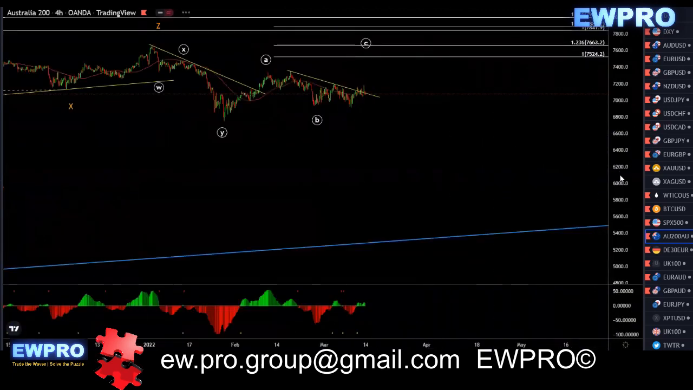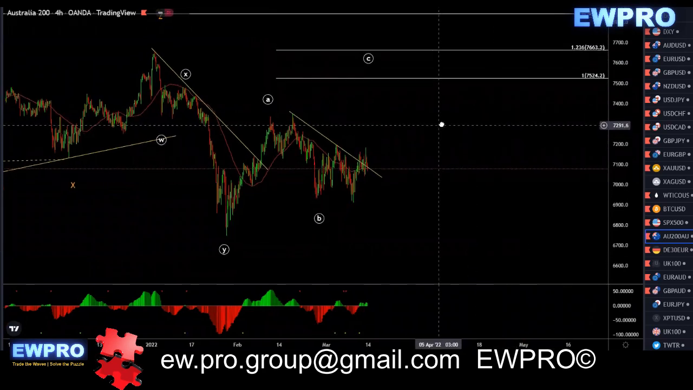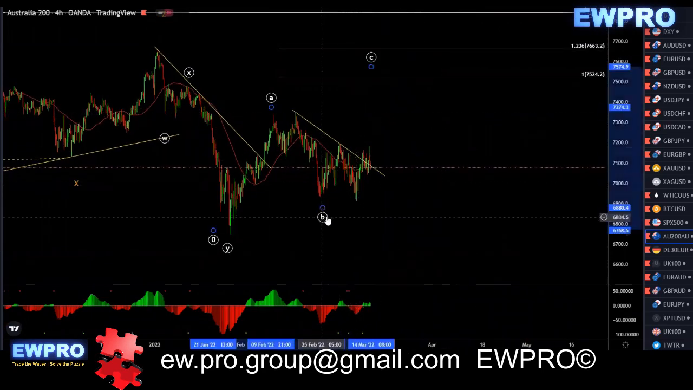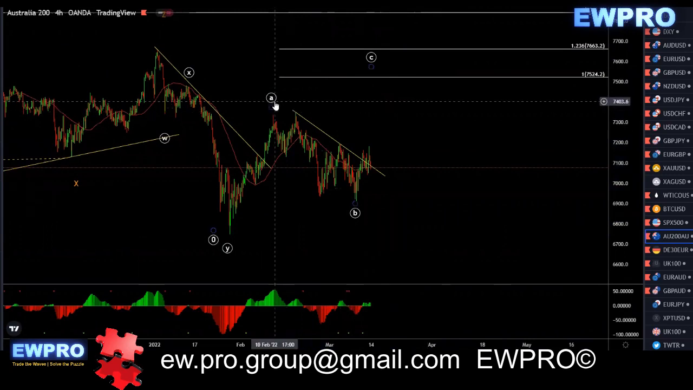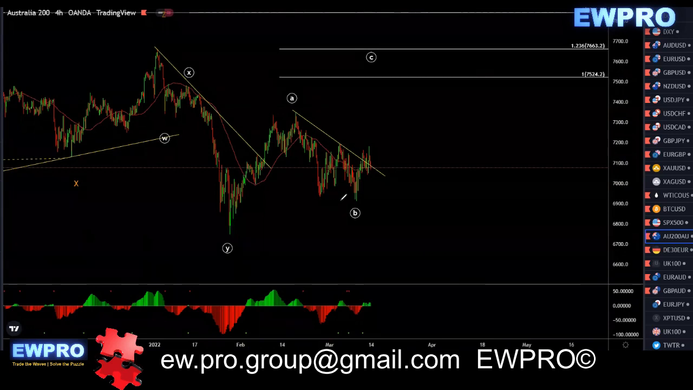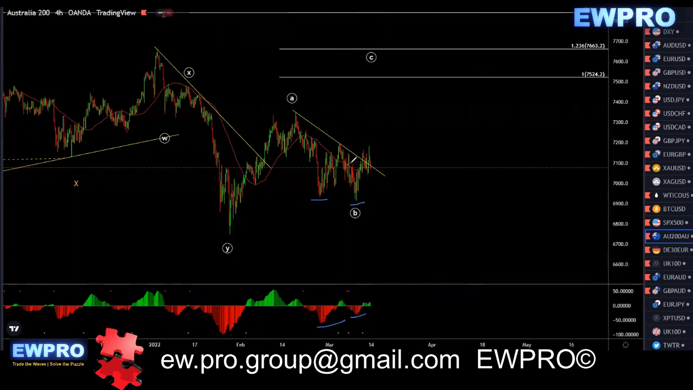H4. Nothing's changed since last week. We got a high here. So we got a lower low. We got a bullish divergence here now. But again, got to be very careful. I am looking for an A, B, C, but this B wave may not be over.